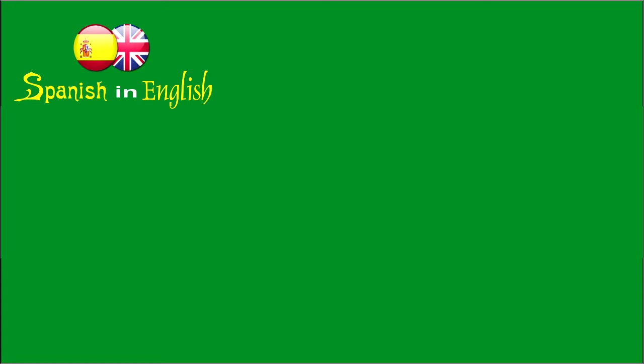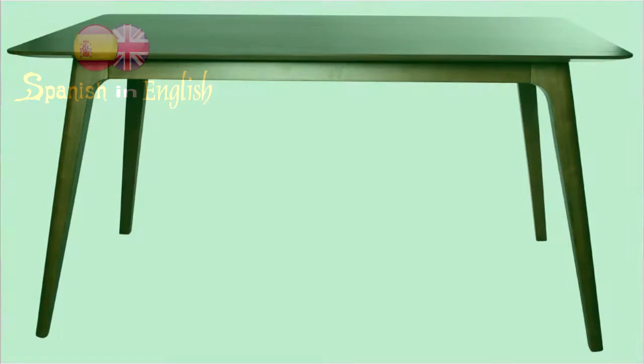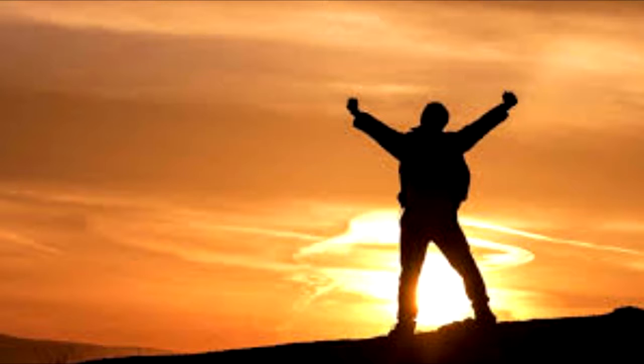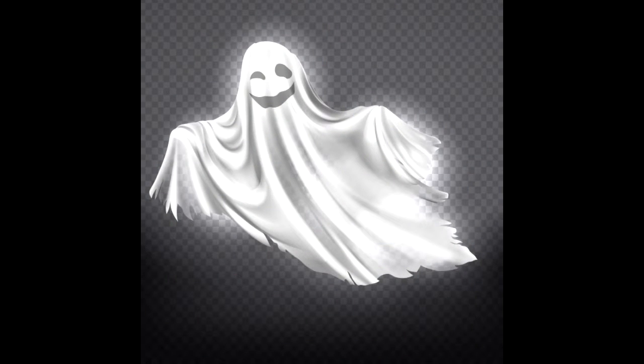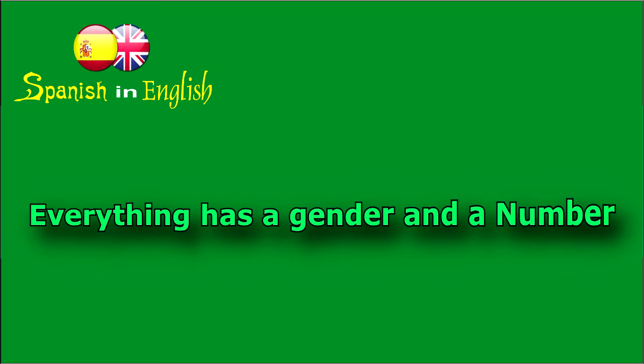So, for those who know nothing about grammar, what are gender and number and what do they have to do with Spanish? Well, in Spanish, everything has a gender. Your table has a gender, your car has a gender, life has a gender, a spirit has a gender. Everything has a gender. And also everything can be either singular or plural, which is why everything has a number.